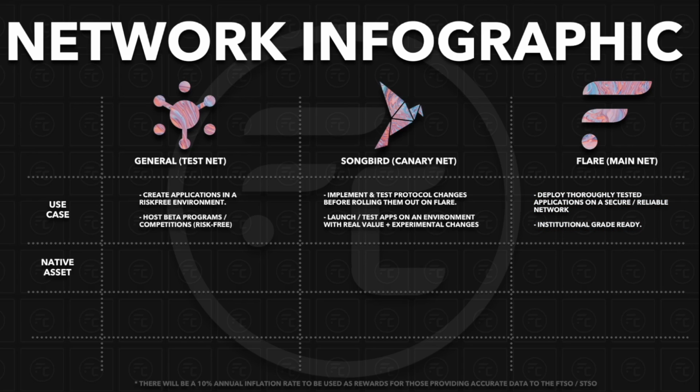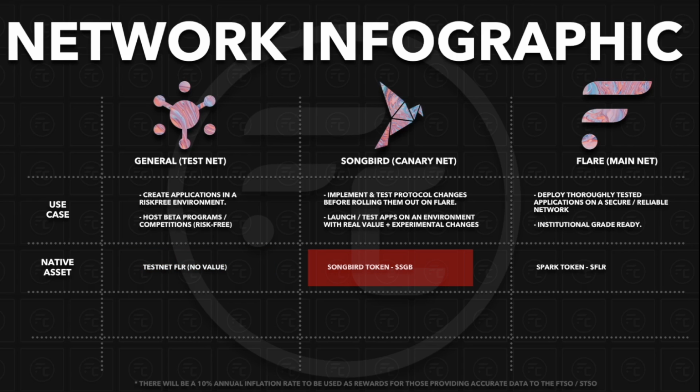So let's look at the native assets on each of these networks. On the general testnet, there is just Testnet Spark or Testnet XRP or any other assets that you can think of. They hold no value, because the way that you receive these is via a faucet. A faucet is basically just a website where you put in your test address, click a button, and you will receive the asset. It has no value and it has an unlimited supply.